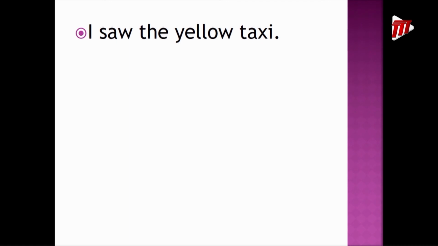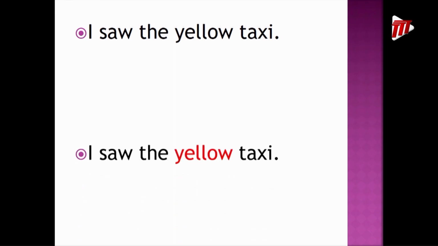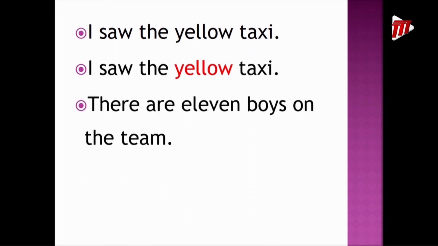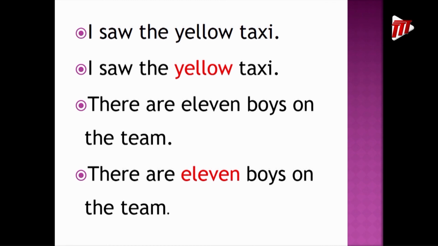I saw the yellow taxi. What is the noun in this sentence? Taxi. What describes the taxi? Yellow. The color of the taxi is yellow. That's the adjective. There are 11 boys on the team. How many boys are on the team? 11. The adjective in this sentence is 11.